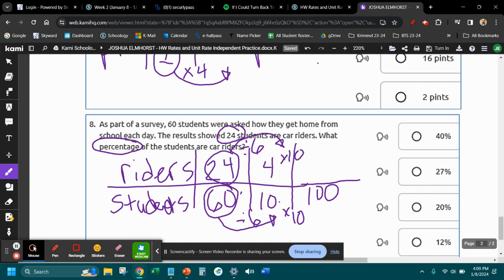Okay, go ahead and finish that up and solve, and then turn your answers into Schoology in the exit ticket.